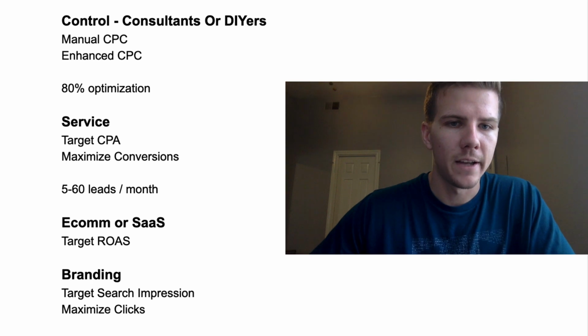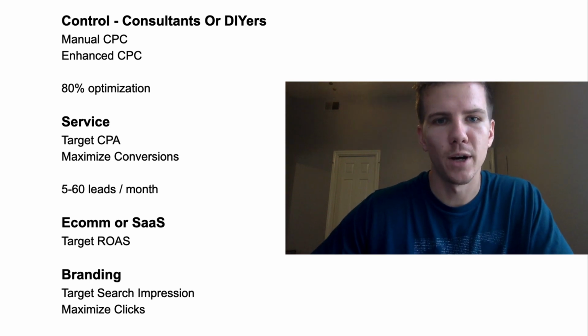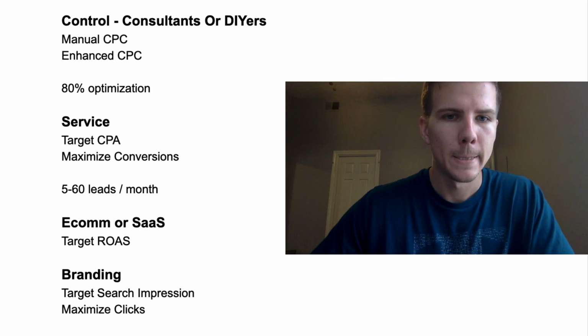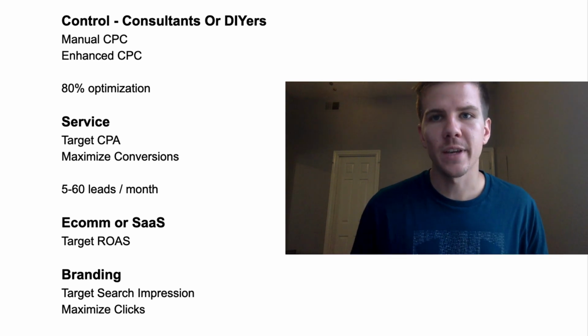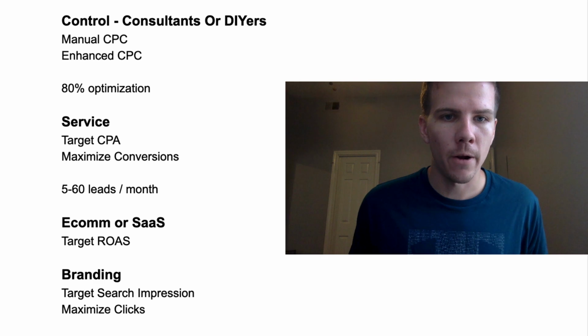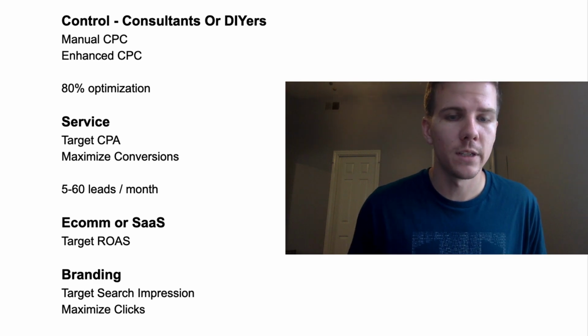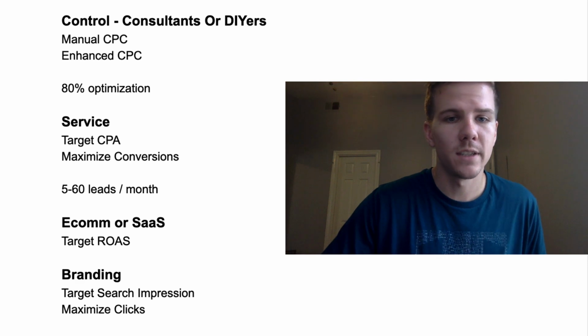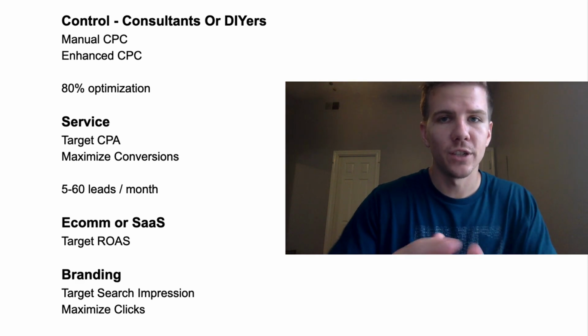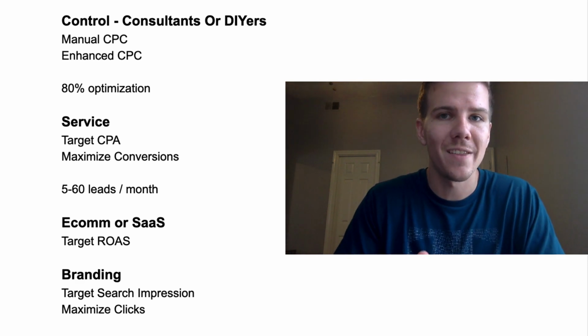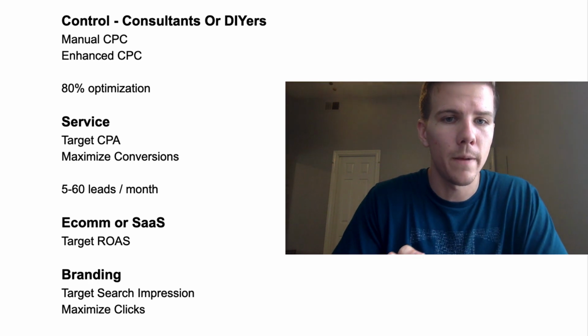Most companies I find do fall under the target CPA range, so you're trying to limit how much you're spending per lead. You're not a huge business, you can't compete with everybody in your area. You just want to get relatively affordable leads for your business, in which case you might want to consider target CPA and then just use the estimated CPA that Google gives you based on the area and start with that.